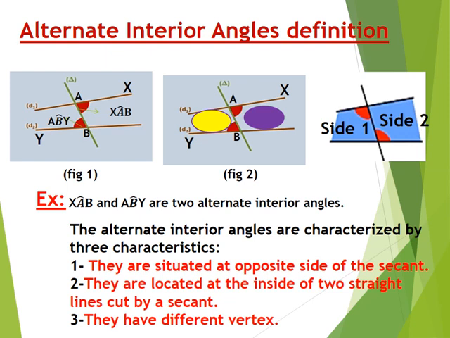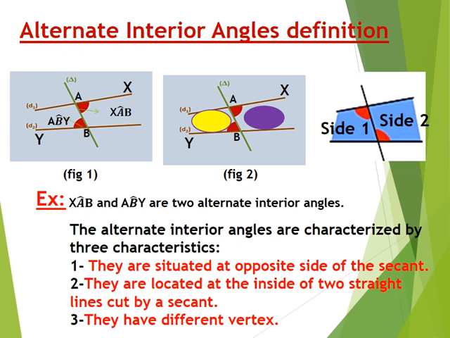So characteristic number 2: the two alternate interior angles are located inside these two straight lines, which are being cut by secant delta. They are located inside the two straight lines. And of course, thirdly, the third characteristic, they have different vertices. The first angle has vertex A, while the second one has B as its vertex.